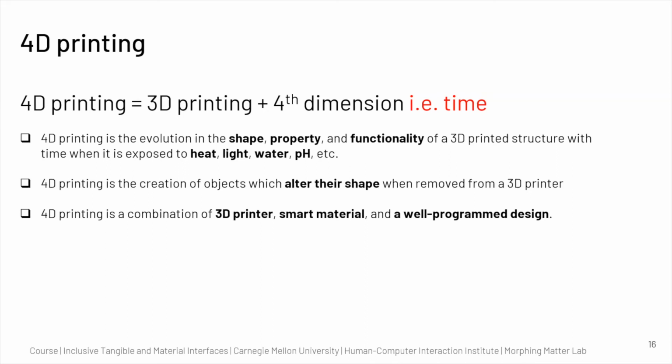When you want to do 4D printing, you require three things. One is a 3D printer, and now we all are aware of different 3D printing technologies. Second, we require a smart material. A smart material is a material that changes its shape or property or functionality when it comes in contact with an external stimulus. And the third one is a well-programmed design.